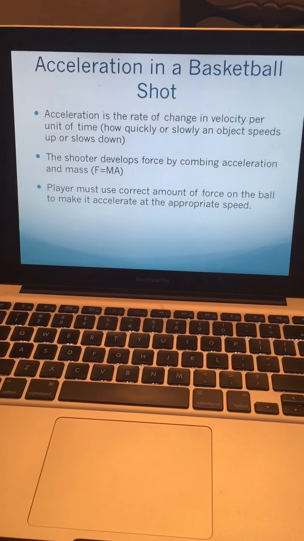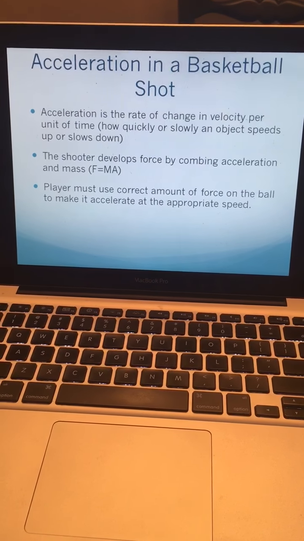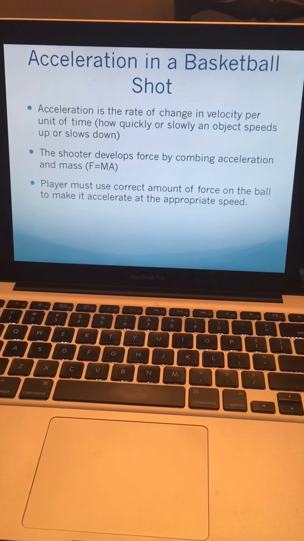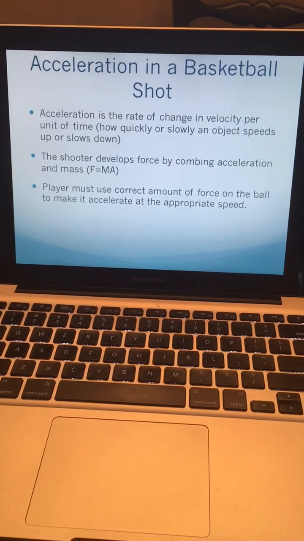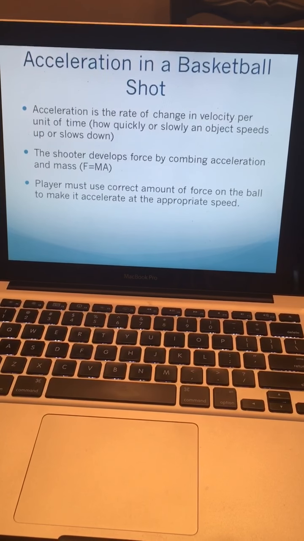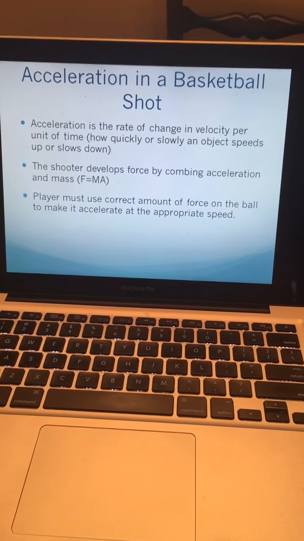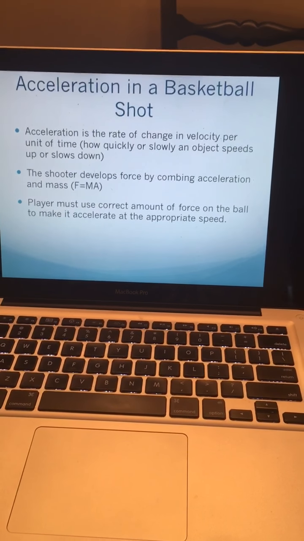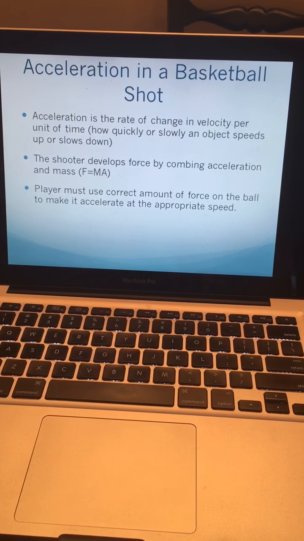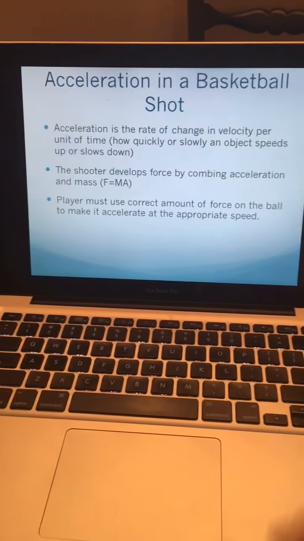Acceleration is another element of physics that is seen when shooting the ball. Acceleration is defined as the rate of change in velocity per unit of time. So it is basically how quickly or slowly a person or object speeds up or slows down. The shooter develops force by combining acceleration and mass. As we know, the formula for force is mass times acceleration, stated in Newton's second law of motion. In this case scenario, the mass is the basketball. The player has to use the correct amount of force to act on the ball in order to make it accelerate at the appropriate speed and in the appropriate direction.